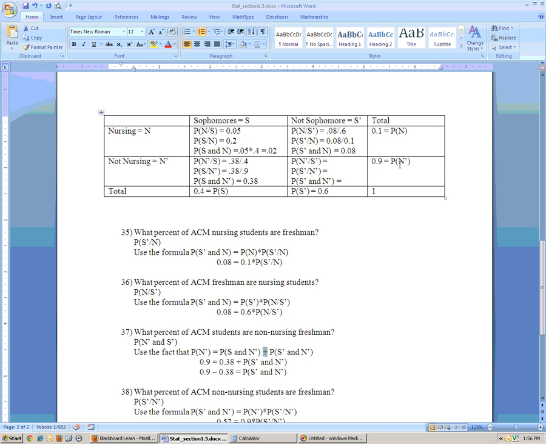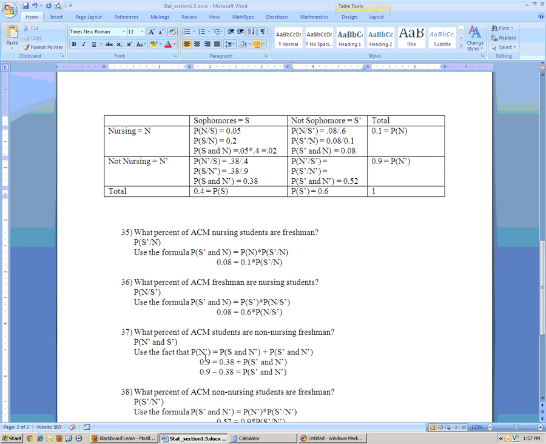So non-nursing, 90%. Sophomore and non-nursing, that's right here, 0.38. And this is the only thing we don't know right here, the probability of not sophomore and not nursing. So solving this, we just subtract the 0.38 and we would get the 0.52 right here. That's from taking 0.9 minus 0.38.